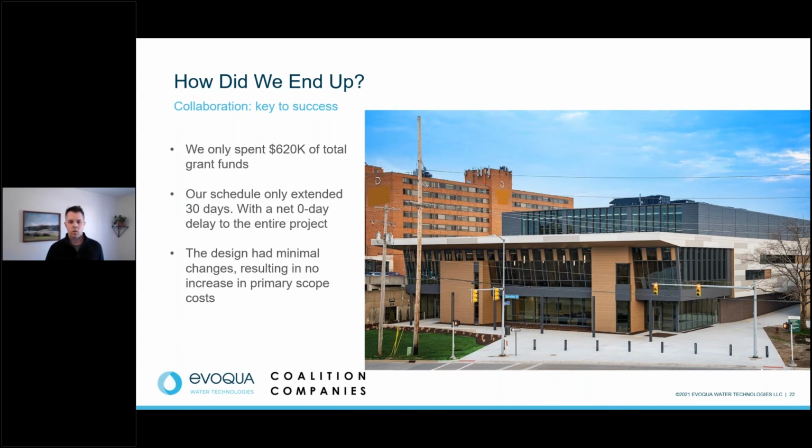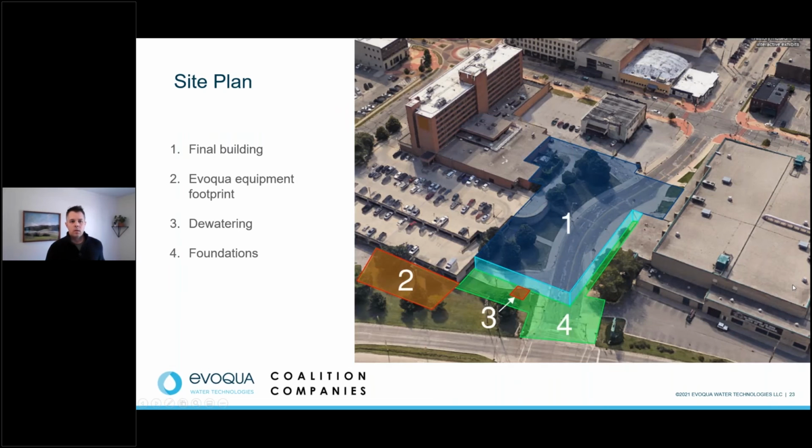So how did we end up? End of the day, everybody worked long hours. We had a lot of overtime, but by being efficient, using the overtime appropriately, we only spent 620,000 of the grant funds. Part of that is because our flow rate was so high at 300 gallons per minute, we had to have somebody on site for the entire duration. We couldn't ramp this down and then ramp it back up without flooding the site. So we were going constantly around the clock.